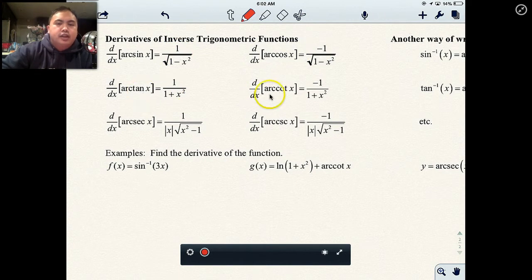If I look at tangent and cotangent, tangent is 1 over 1 plus x squared. Cotangent has a negative. Secant is 1 over the absolute value of x, square root of x squared minus 1. Cosecant, same thing, except it has a minus right here. So let's try a couple of these examples.